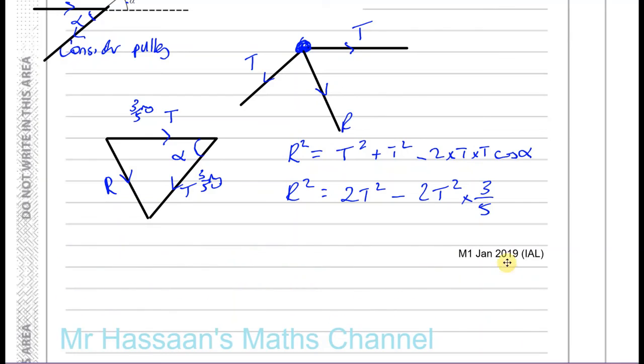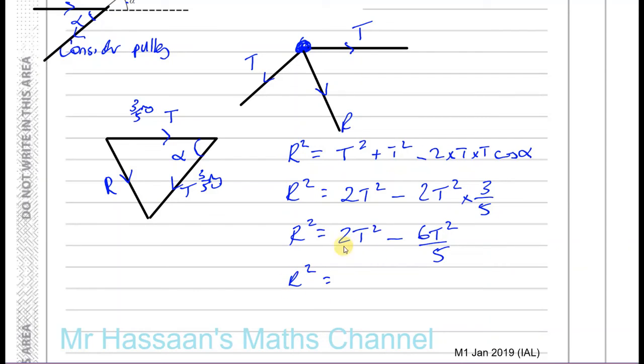Let's move this down and simplify. R squared is equal to 2T squared minus 6T squared over 5. So R squared is equal to 10T squared over 5 minus 6T squared over 5, that's 4T squared over 5. Therefore R is equal to 2T over root 5.